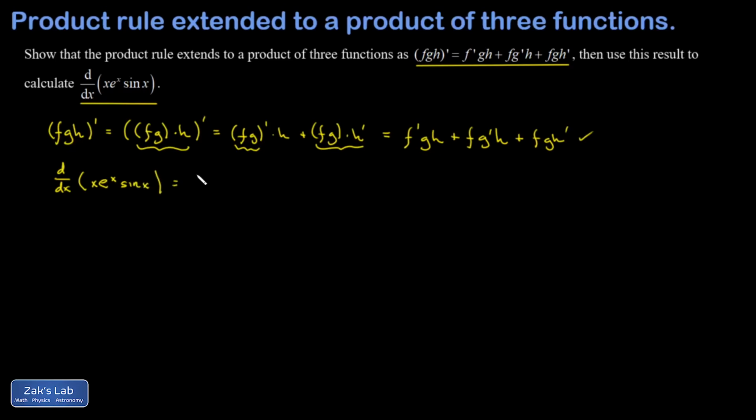Let's apply our new rule to this product of three functions, x e to the x sine x. I differentiate the first function, that just gives me a 1. I leave the second and third functions alone. In the next term, I leave the first function alone. I differentiate the second function, which gives me e to the x, because it's equal to its own derivative. And then I leave the third function alone.